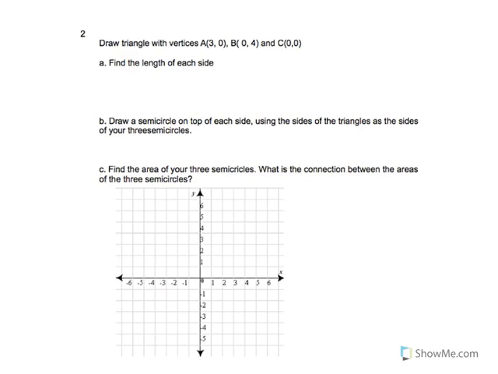Let's try it with circles. So again, we have to draw a triangle with vertices A, B, and C. Okay. All right. Now I need to find the length of each side. So I find the length of CB is 4 because I just counted. The length of AC is 3. I found it because I just counted.